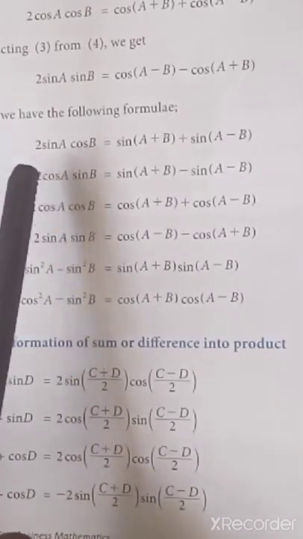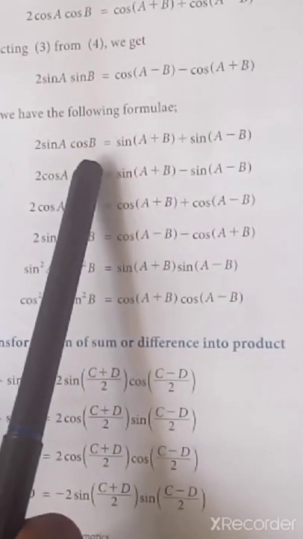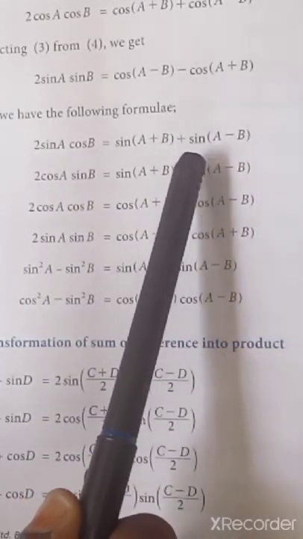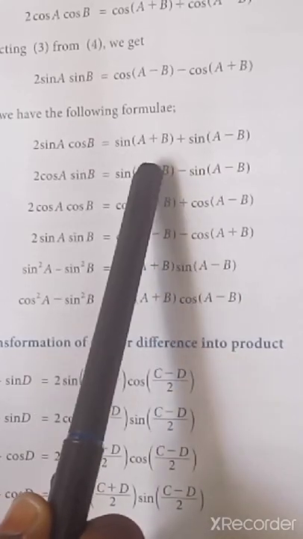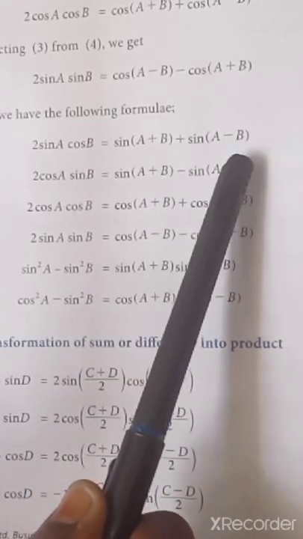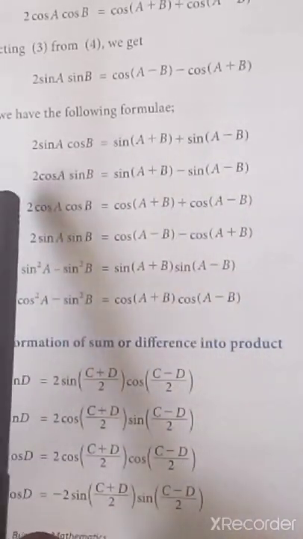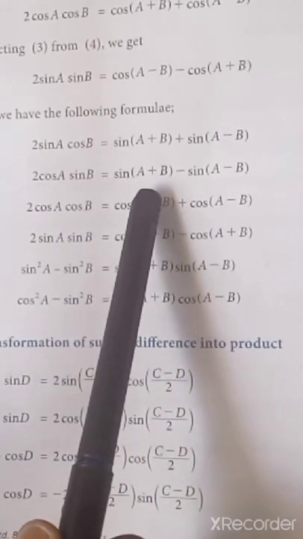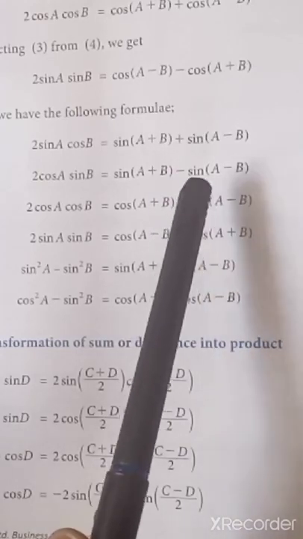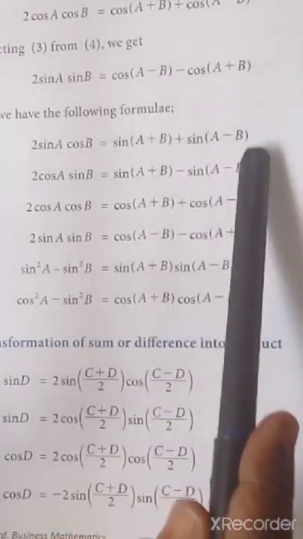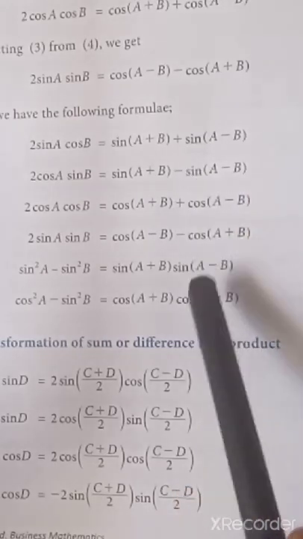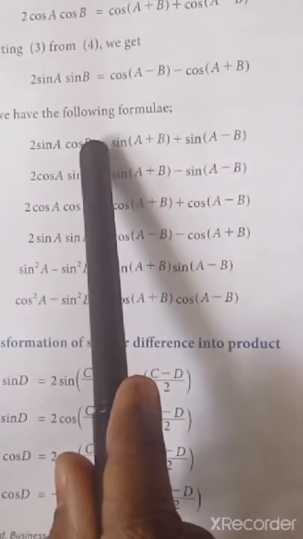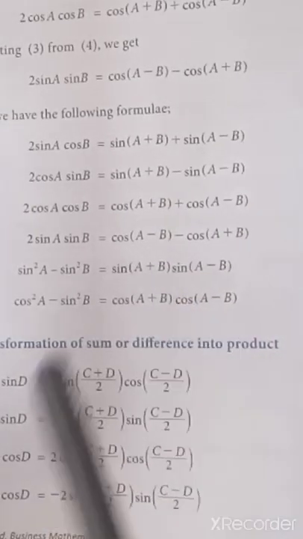Look at here, 2 sin A cos B. This is a product. How can we transform it into a sum? Sin A plus B plus sin A minus B. Similarly, 2 cos A sin B equal to sin A plus B minus sin A minus B. So all the 6 formulas, take them in your classwork note. Heading is transformation.